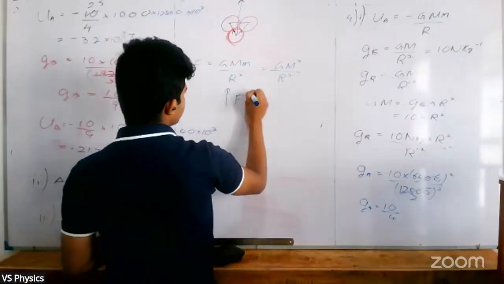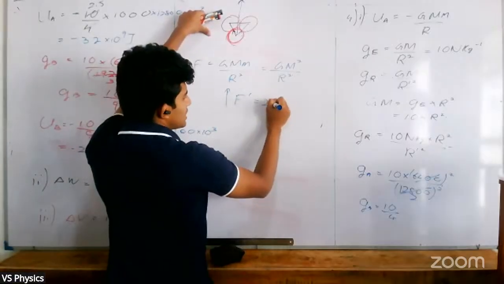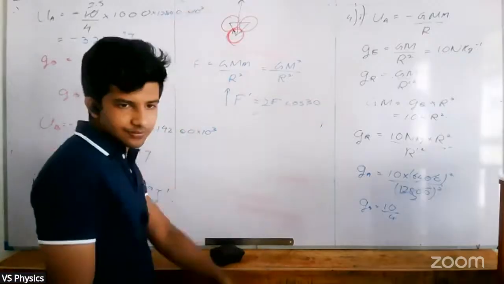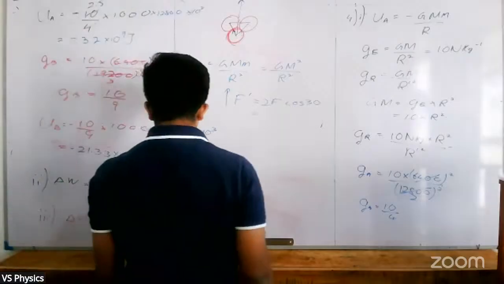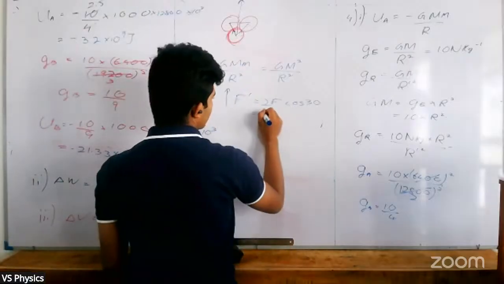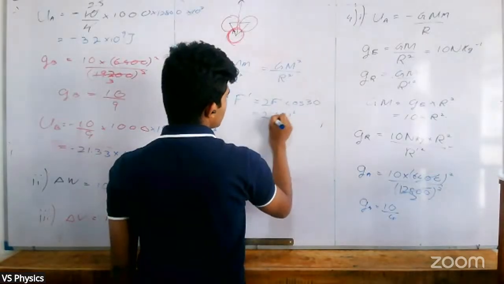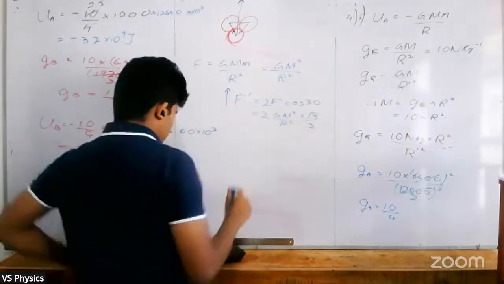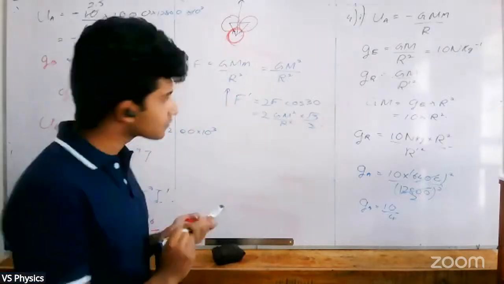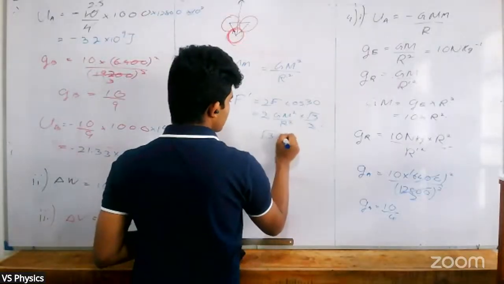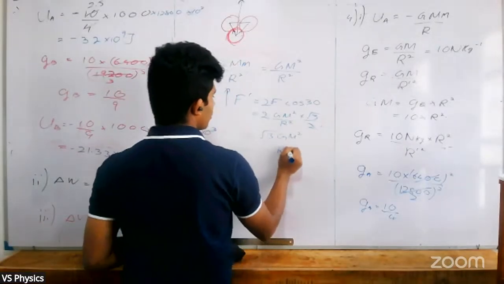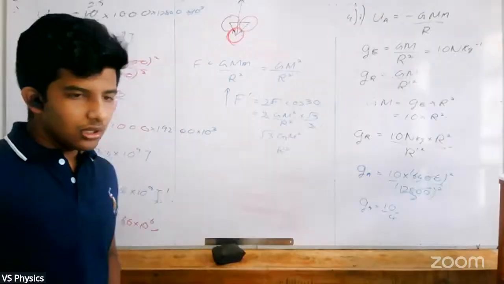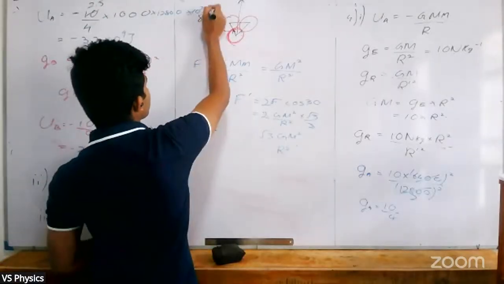There are two forces times cos 30. Cos 30 is root 3 over 2. So we get 2 GM square divided by R square times root 3 over 2. The 2 cancels, and we end up with root 3 GM square divided by R square. Okay? This is our 8th question.